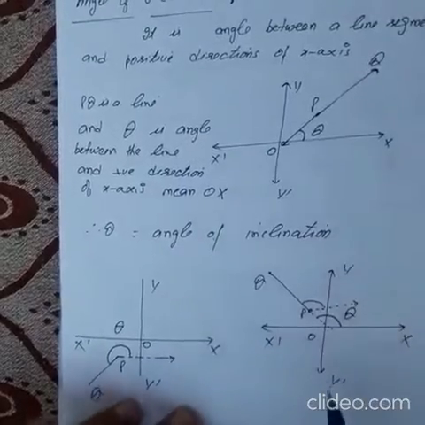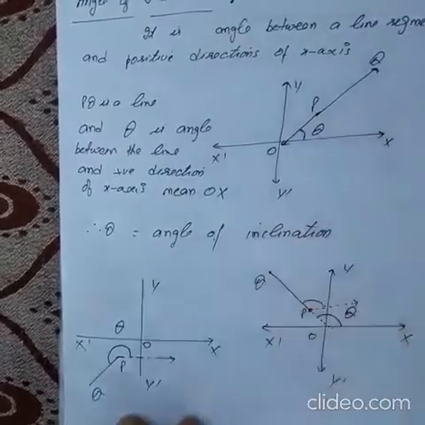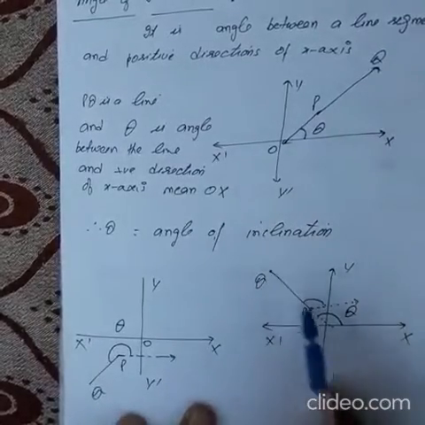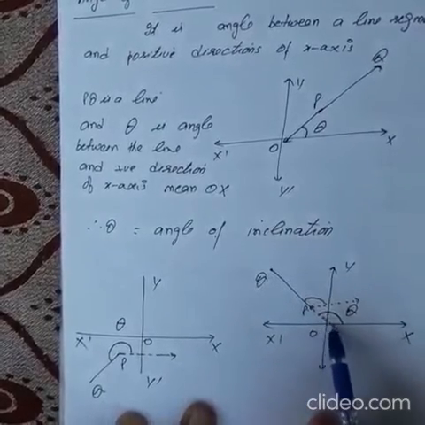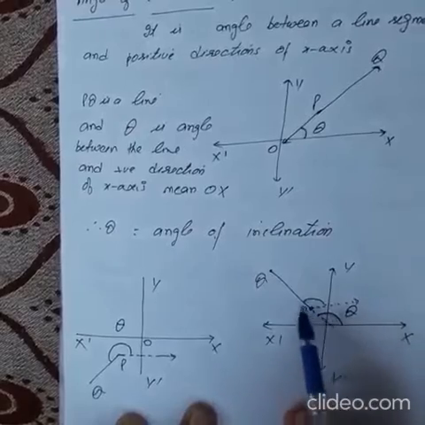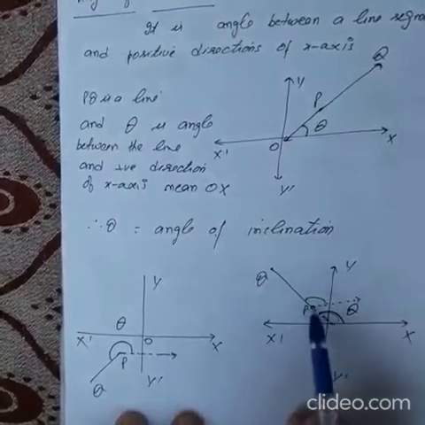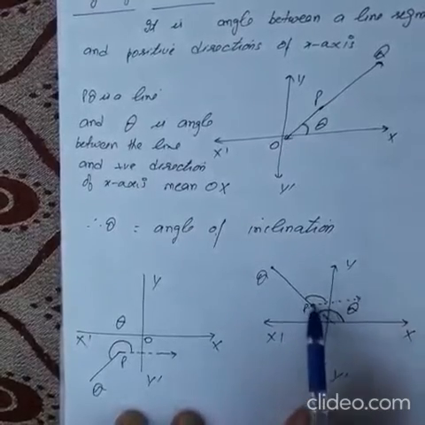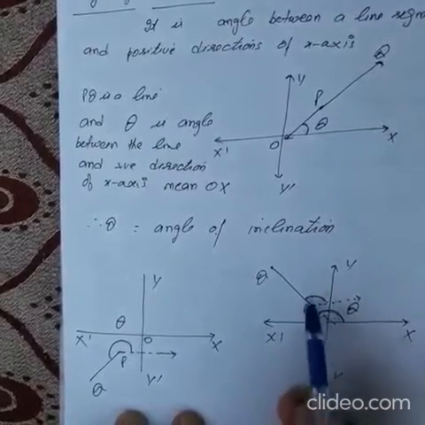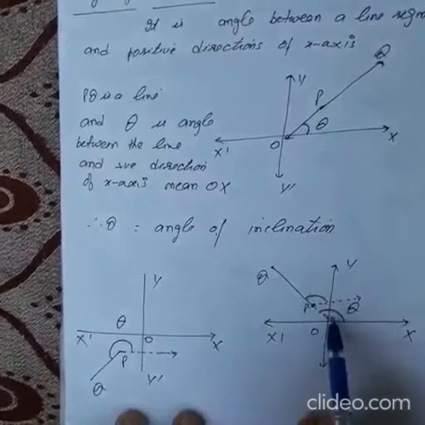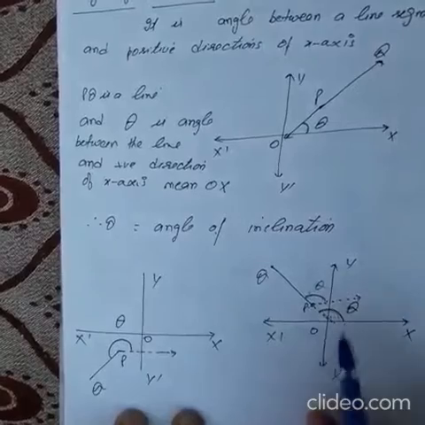For example, if the line exists in the first quadrant, then this will be the angle of inclination. If you extend the line, this is the angle between the line and the positive x-axis. This angle can also be evaluated if from point P you draw a line parallel to the x-axis. Using the corresponding angles concept, these two angles will be equal. So the angle of inclination is either this angle or this angle.